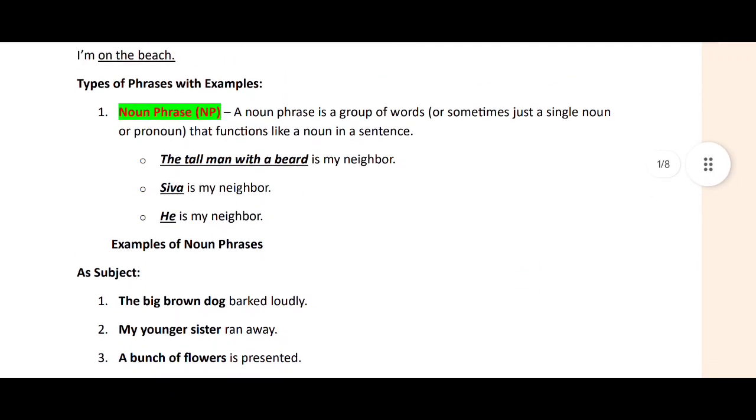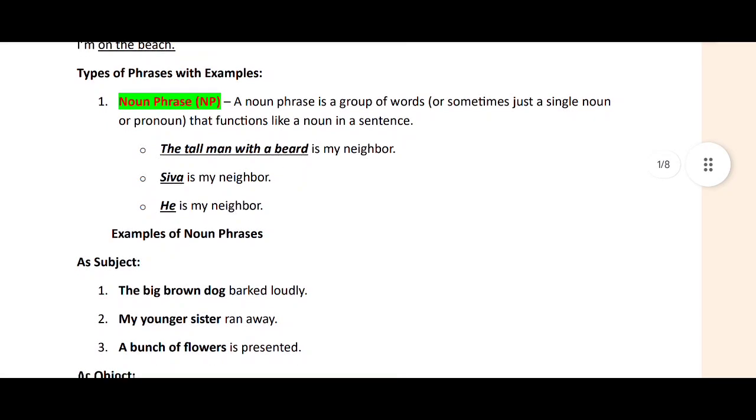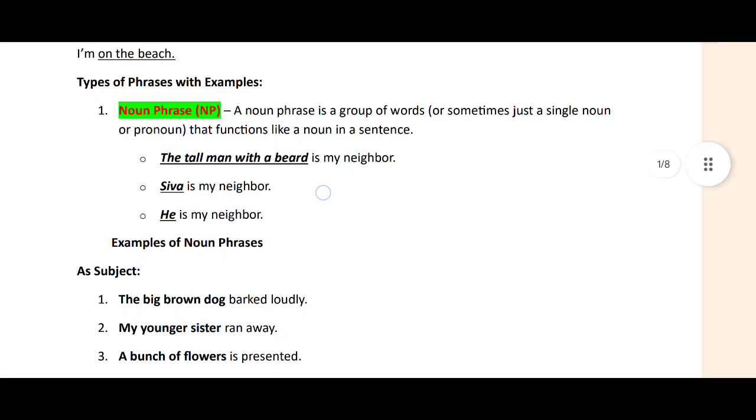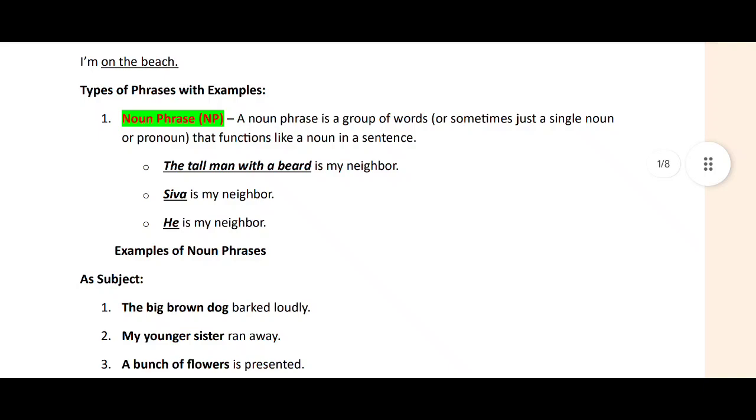Now let us see the examples for noun phrase. The tall man with a beard is my neighbor. I am referring to one person, and I am saying that person is my neighbor. So to refer to that person, I used six words totally. The tall man with a beard is my neighbor, I said.